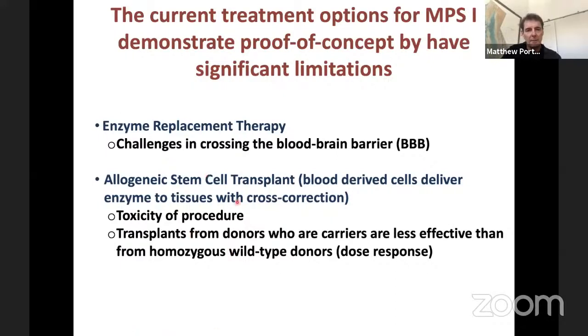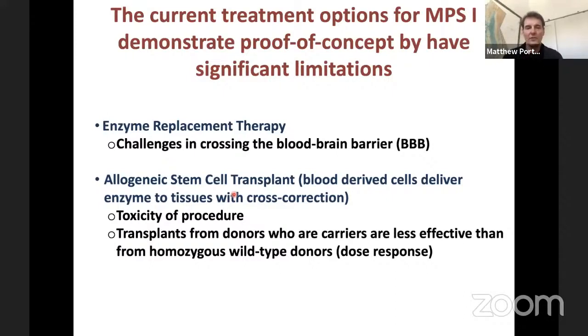The other approach is actually really surprising, but it works, which is you can do an allogeneic stem cell transplant in which you take the hematopoietic stem cells from somebody who doesn't have the disease, and transplant them into somebody who does have the disease.